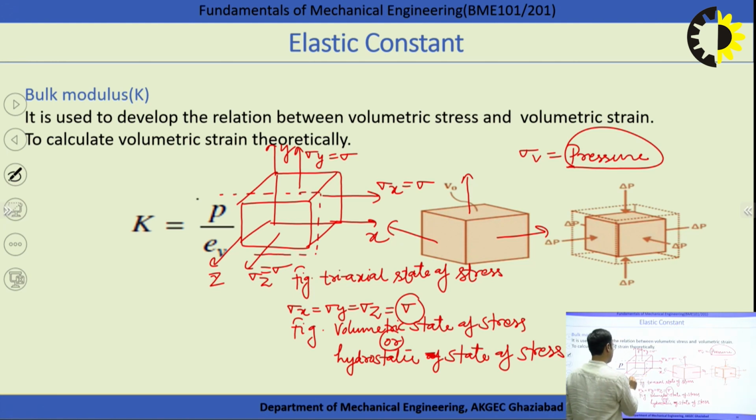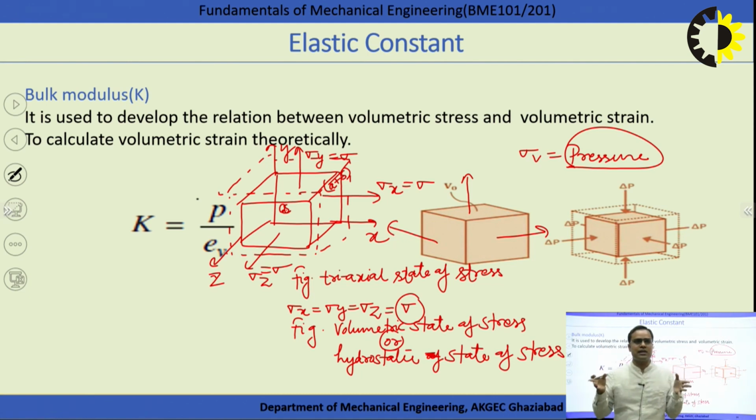So if I am considering a cube, after the application of the force, whatever change takes place will be the same in all the directions. Suppose the change is delta, and suppose the dimension is A, so after the application of the force it will be A delta, and A delta will be the same in all the directions, because the stress acting in all the directions is the same, right? That is the meaning of the triaxial state of stress, because the stress is acting in three directions.